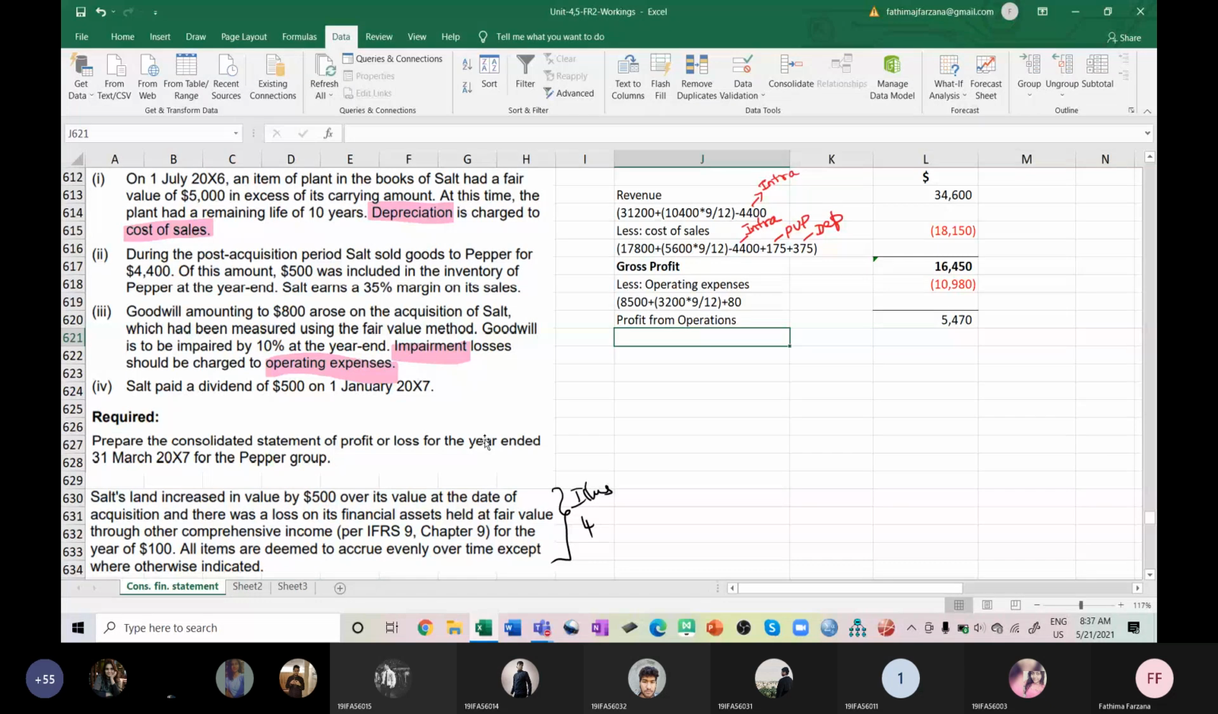How much belongs to the parent in this 500? Salt is not entirely paying only to the parent. Who and all are holding the share in Salt? Only parent? Is it 100%? Even NCI, the subsidiary, will take. So in this 500, how much belongs to the parent?